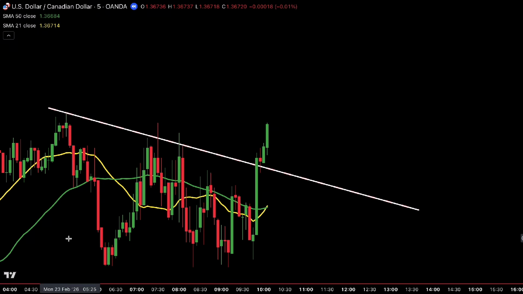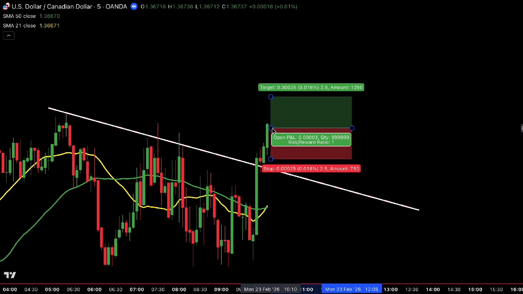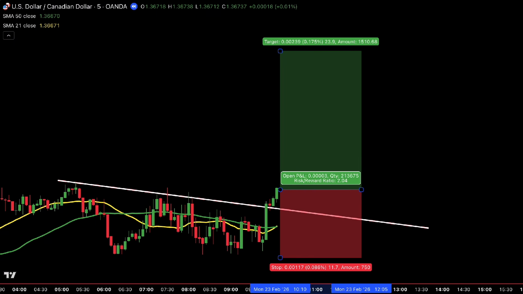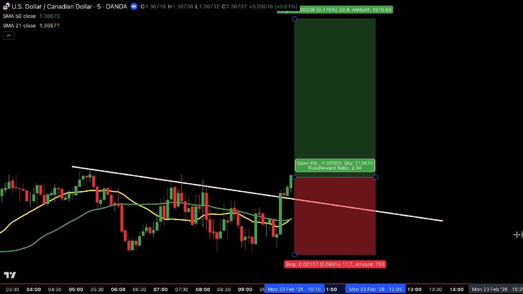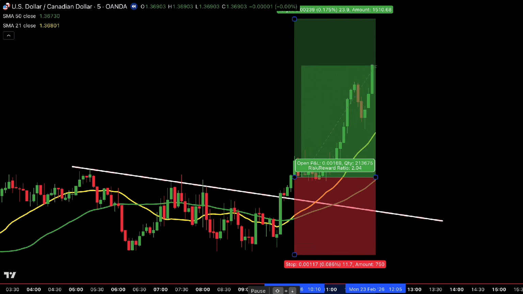Now let's switch back to the 5-minute chart to execute the trade. Now we place the entry at the close of this candle. Set the stop loss below this swing low and the target at the next key level, aiming for at least a 2-to-1 reward to risk ratio. Now look at what happens next. As you can see, the market moves up and reaches the target as expected.